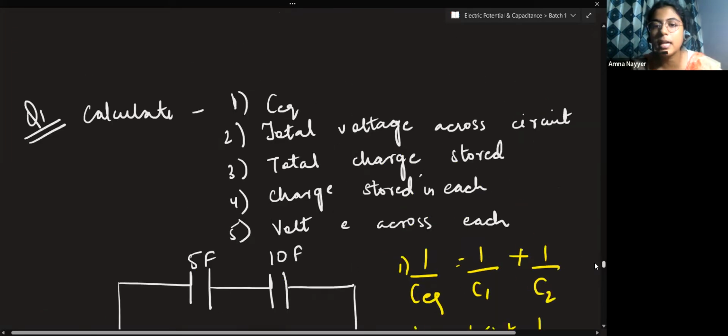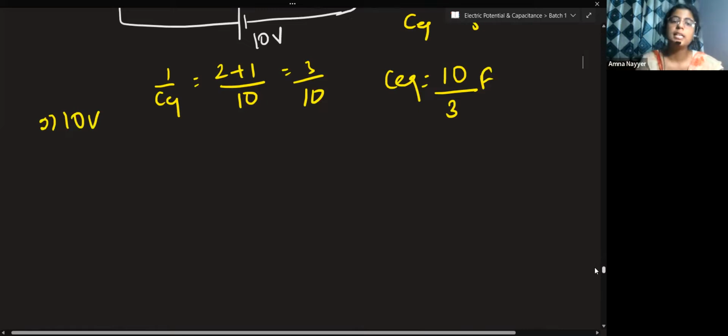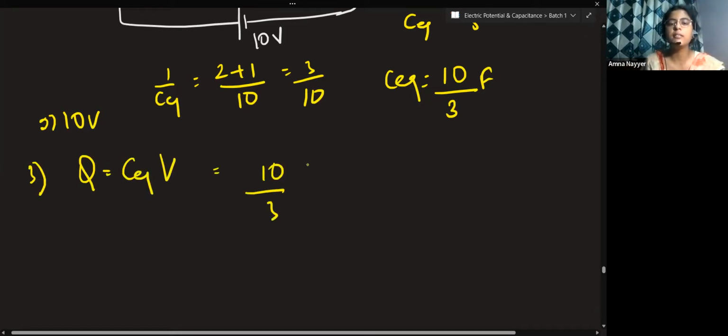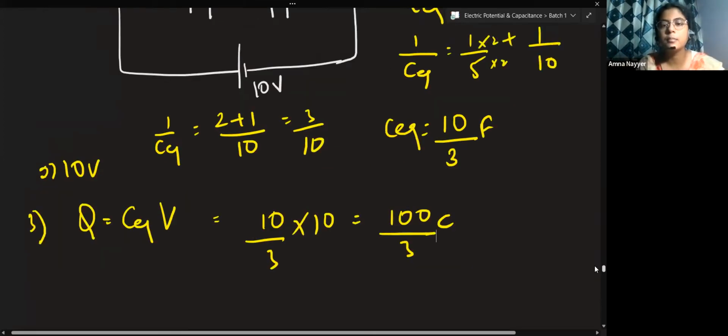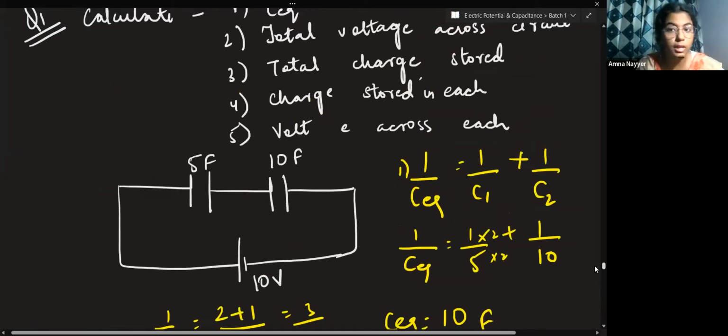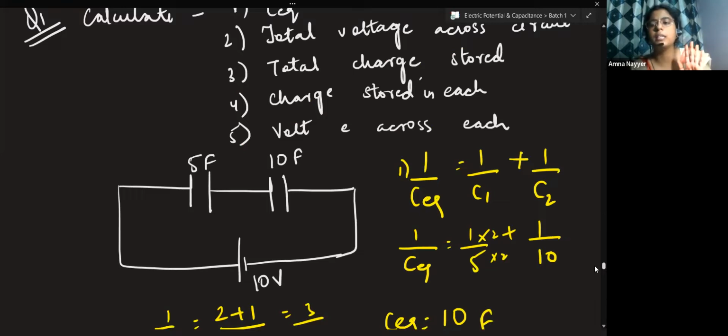The third part asks for the total charge stored. See, you have the total voltage and total capacitance, so you can get the total charge. Total charge will be equal to total capacitance into total voltage. Total capacitance is 10 by 3, voltage is 10, that gives 100 by 3 coulomb. Clear? This is the third part. Wherever you are having issues, ask me, because the parallel combination will be easier for you to calculate. All these parts will be there again.